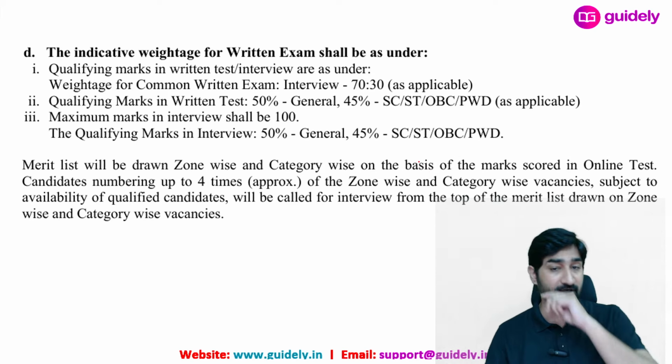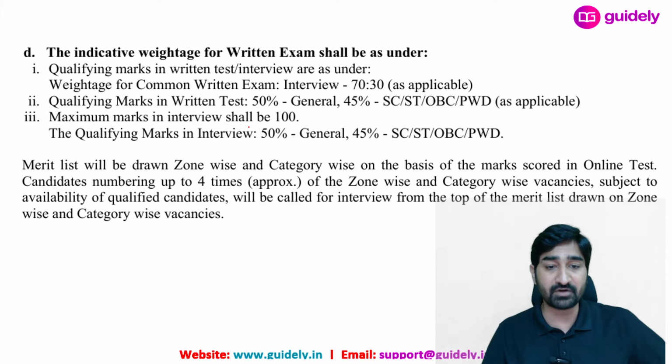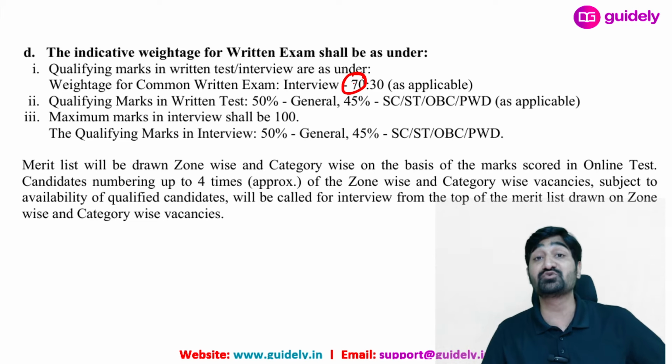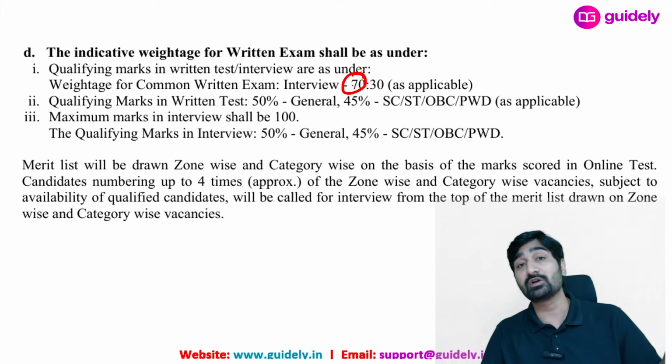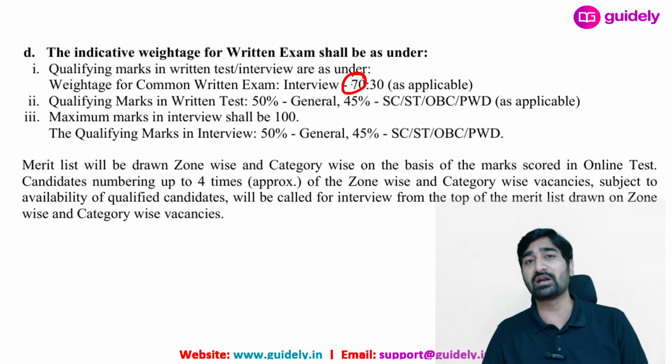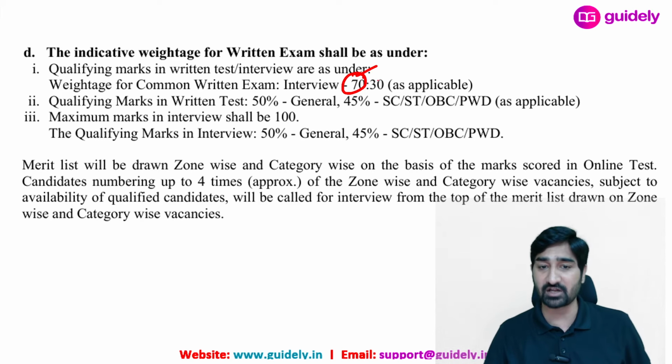Now, regarding the weightage, 70% weightage will be given to the marks you have scored in your written examination, which you are not going to get till the final selection. You will not know how many marks you have, but 70% weightage will be given to the written examination, and 30% will be the weightage for the interview.